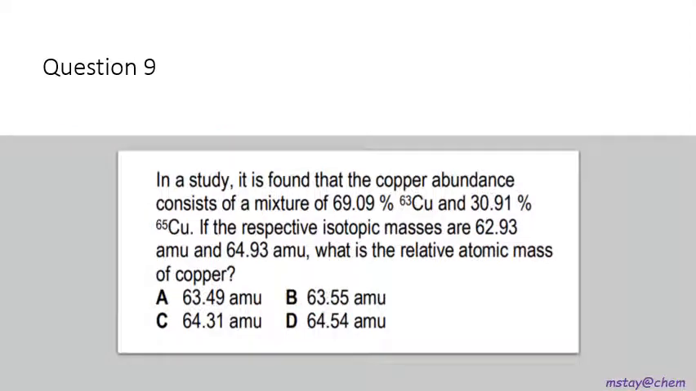Question number 9. In a study, it is found that copper abundance is 69.09% for copper 63 and 30.91% for copper 65. If the respective isotopic masses are 62.93 and 64.93 AMU, what is the relative atomic mass of copper? Basically, this question, we are going to solve it using the chemistry formula.